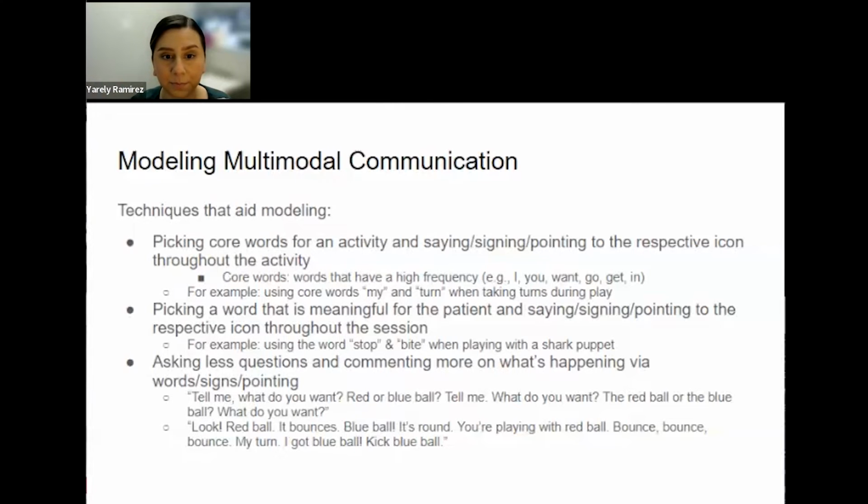You can also pick a word based on the activity. I currently have a graduate student, and one of my patients happens to love sharks. He is obsessed with sharks. So what she decided to do was to pick the word "bite," because it's a puppet shark that we play with, and the puppet shark tends to bite too. So she started combining the words "stop" and "bite." Stop, bite, stop, bite. They're two words that are very meaningful to the activity that we're using.